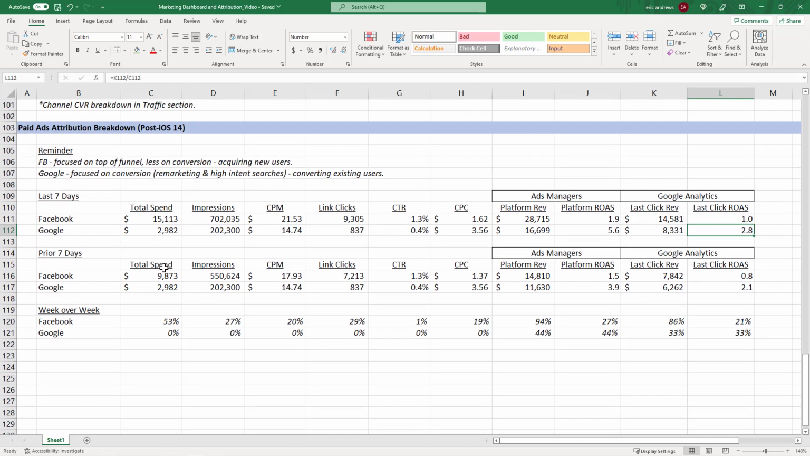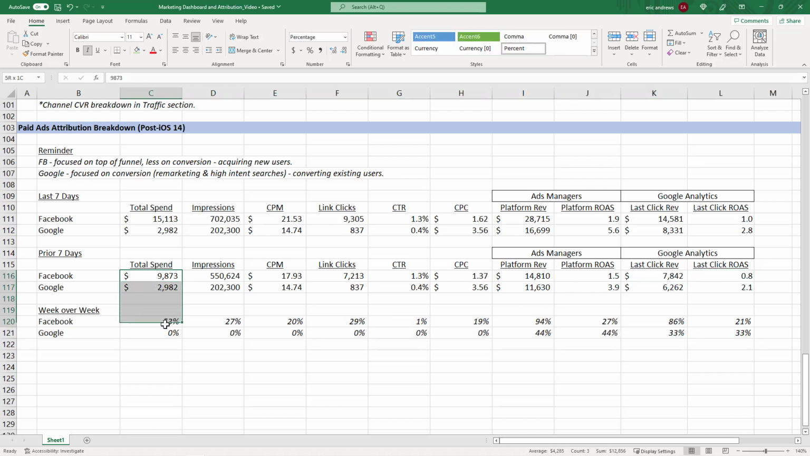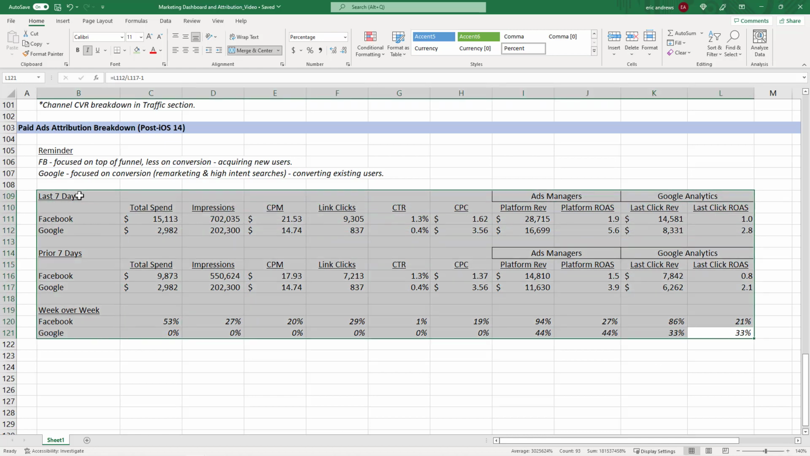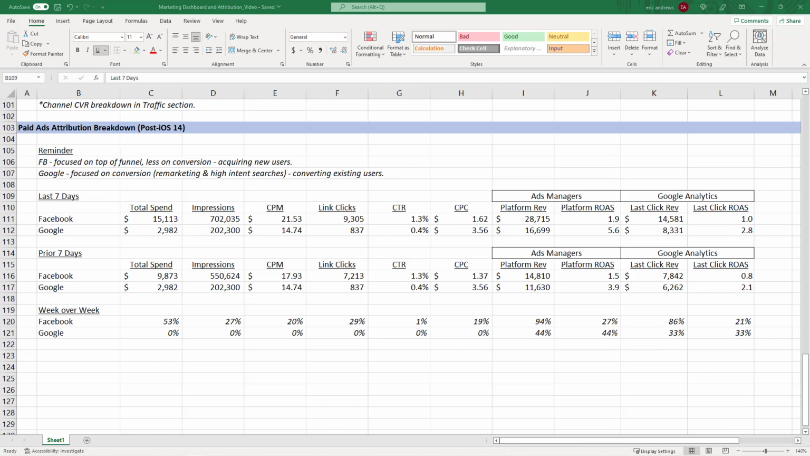And so you see these numbers, you compare it week over week, and we're basically saying that we see a big lift in spend, we see a big lift in link clicks, meaning people who clicked on our Facebook ads. The platform data is kind of unreliable, but on the last click basis, we saw a really big lift on Facebook, and then also a pretty big lift on Google, probably because once you drive these people to the website, especially if they're already interested in the business, then they're more likely to convert. And so this is just sort of like a mini paid dashboard to get you started on trying to break down some of this paid data.